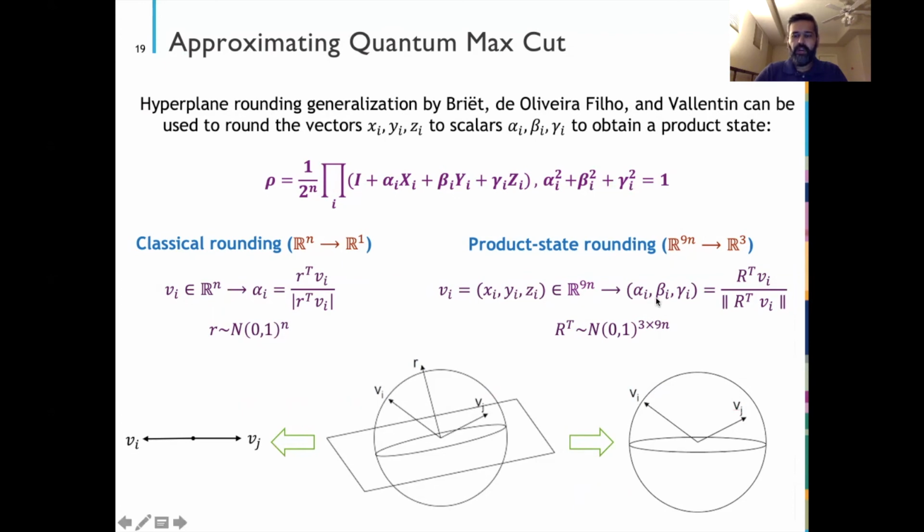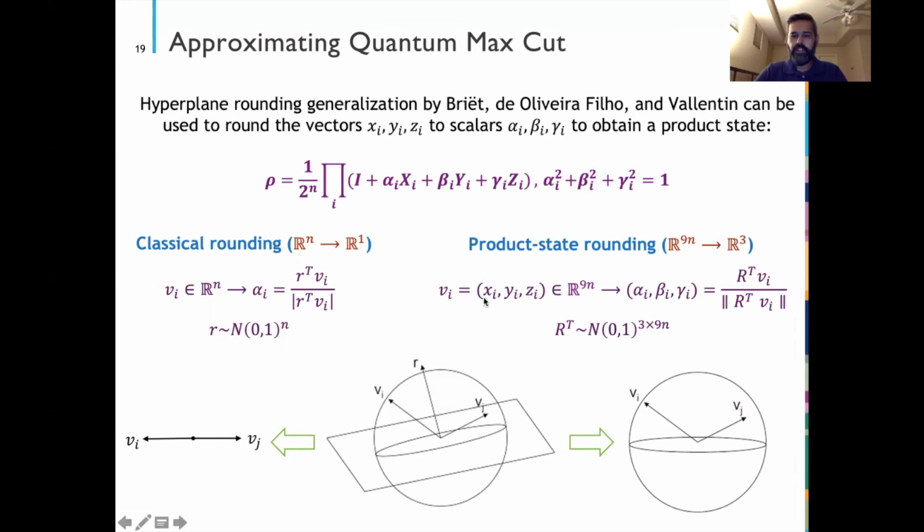One way to do this is to project using a vector of dimension 3 by 9n, where 9n is the space these 3 vectors live in. This is particular to max cut, but for max cut it turns out we can do the rounding in a very simple way: we just concatenate our 3 vectors, then together round them to a 3-dimensional vector and then normalize it.